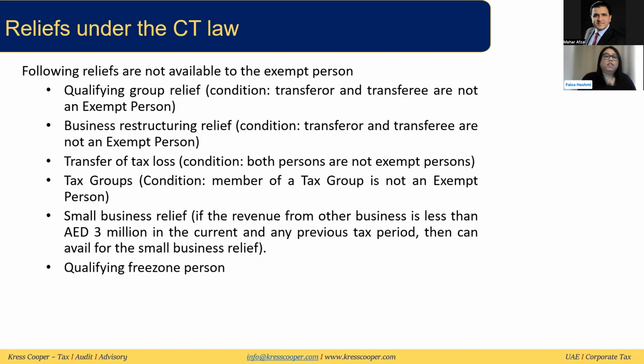For small business relief, if your other business is being subjected to corporate tax separately, you can look at it separately to see whether small business relief applies to it or not. So basically, since the entities doing the extractive business and having income from the non-extractive natural resource business are exempt persons, all these conditions will apply to them.